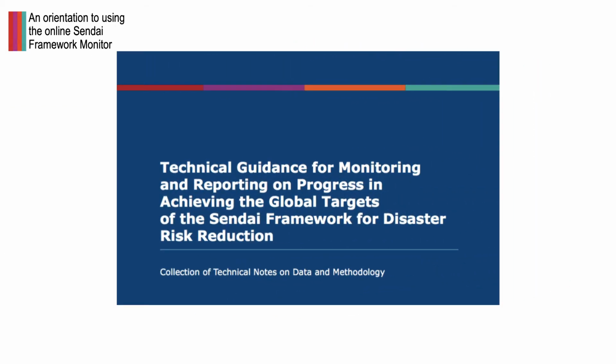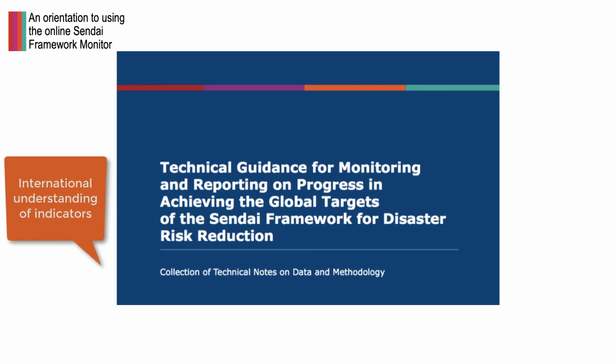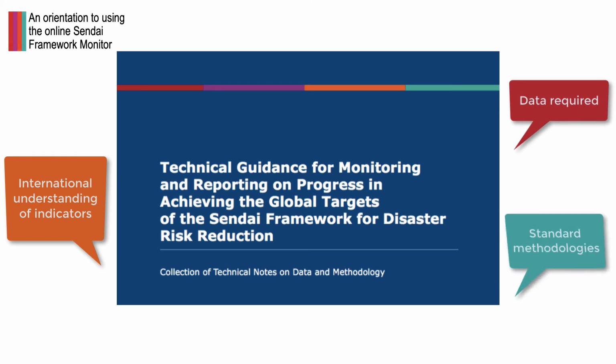In 2017, the technical guidance for monitoring and reporting on progress in achieving the global targets of the Sendai Framework for Disaster Risk Reduction was published in response to requests by member states for support in the operationalization of the global indicators. The technical guidance notes provide minimum standards which describe international understanding of indicators, data required, and standard methodologies for countries which may choose to use them, while others may choose to use national or relevant methodologies as well.